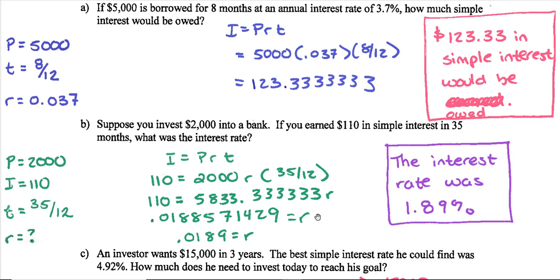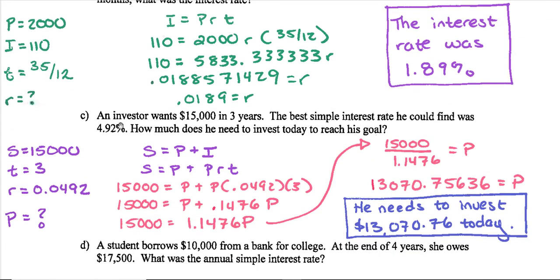0.0188571429 is my R. So when you round your interest rates, you want to round your interest rate itself as a decimal to 4 decimal places so that when you actually put it back into percentage form, it has 2 decimal places. So the interest rate was 1.89%.